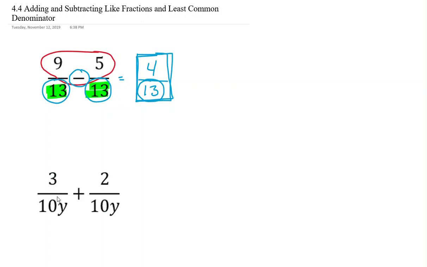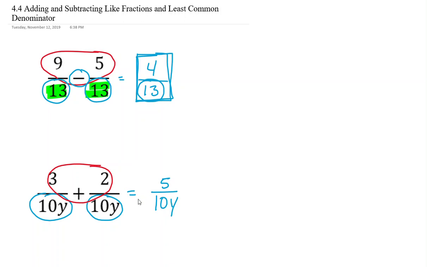3 over 10y plus 2 over 10y. Notice that the denominators are the same. So we are then allowed to just add the numerators. So 3 plus 2 is 5, and then we keep the denominator exactly the same, 10y.